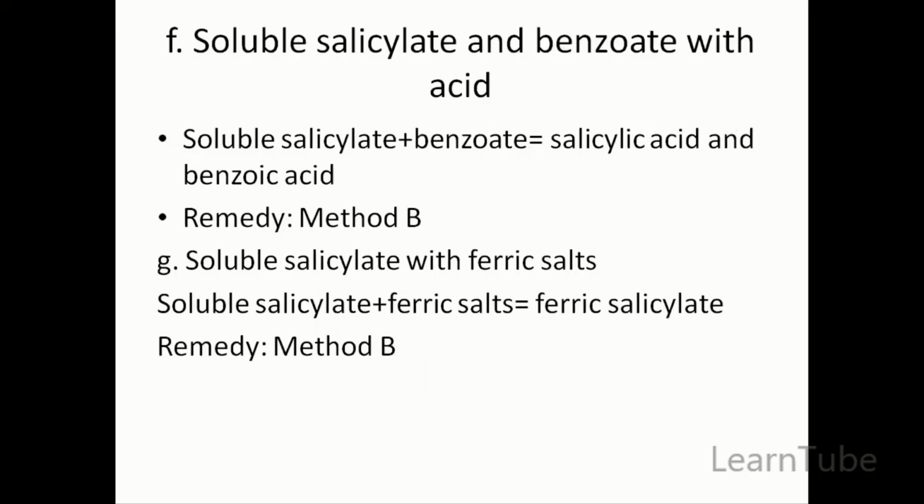Next is soluble salicylate and benzoate with acid. When you combine a soluble salicylate, that is sodium salicylate, plus any benzoate salt in acidic medium, salicylic acid and benzoic acid are formed. These precipitates are indiffusible, and that's why you will adopt method B. Next is soluble salicylate with ferric salts. When you combine sodium salicylate with some ferric salt, you will get ferric salicylate, and an indiffusible precipitate is formed. So go for method B.